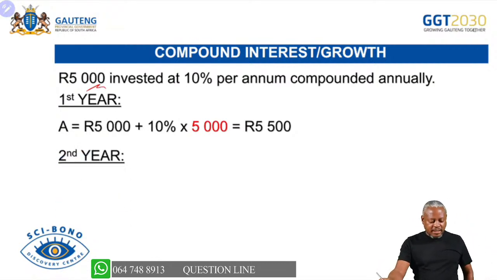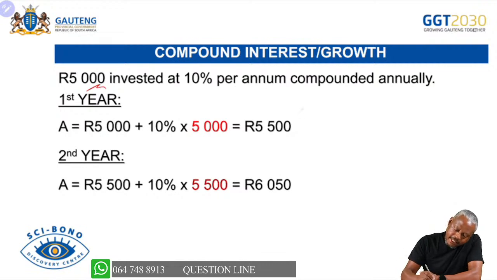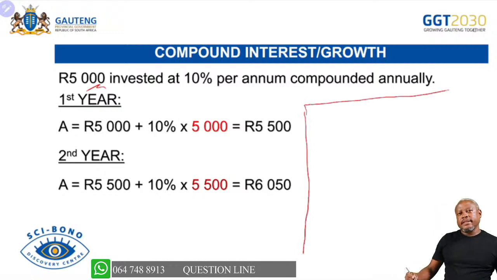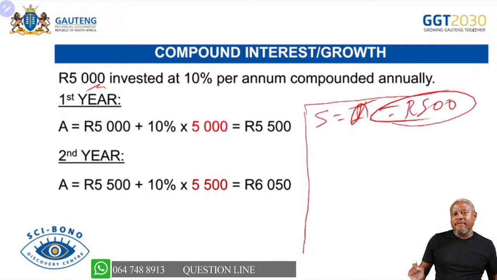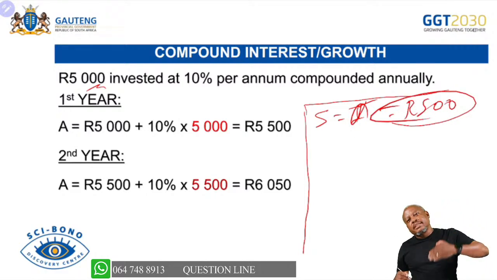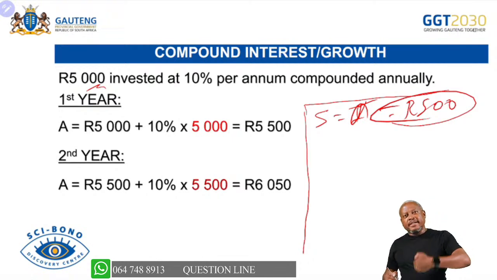Then let us check the next one. Second year, it will be 6,050. So this one, remember, it's compounded. But let me remind you again, as I said, it's a revision. If it's simple, the interest is how much? Is 500 rand. It means it will increase by 500. 5,500 plus 500, it will be how much? 6,000. 6,000 plus 500, etc.